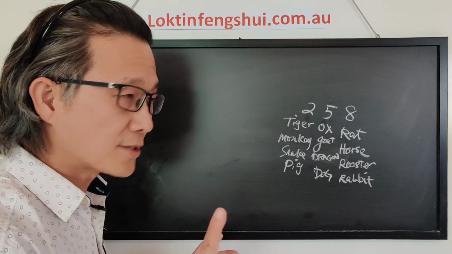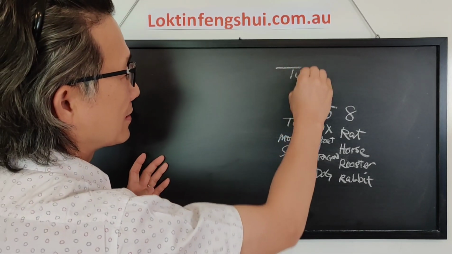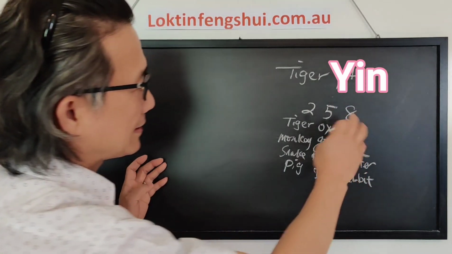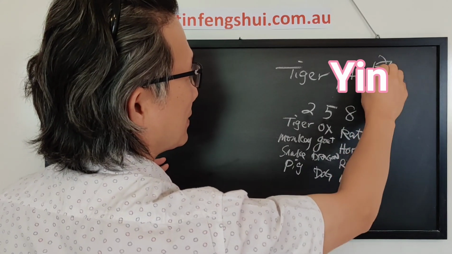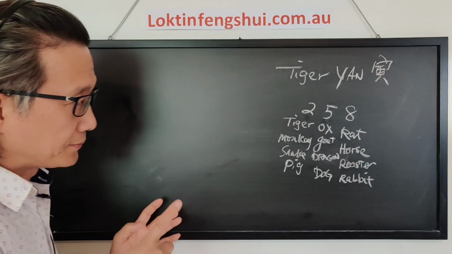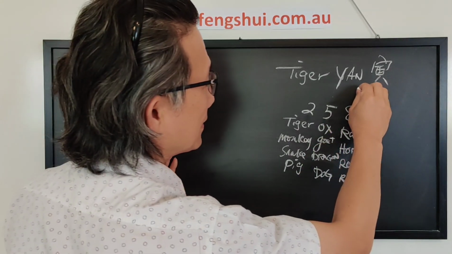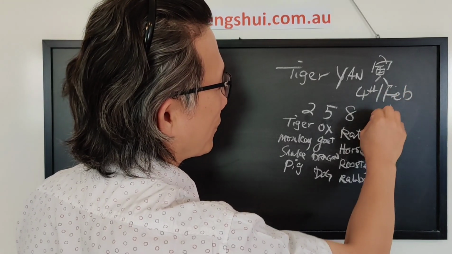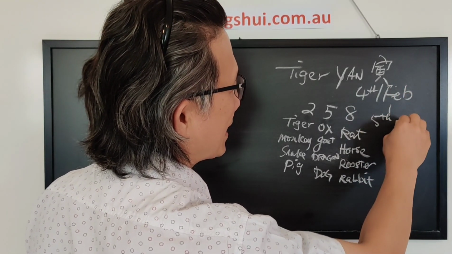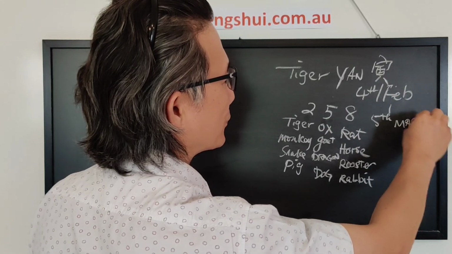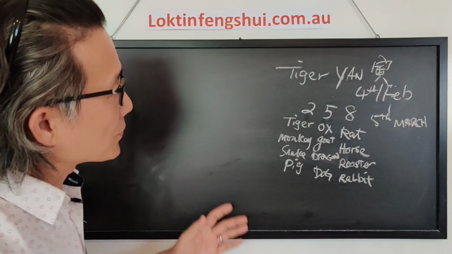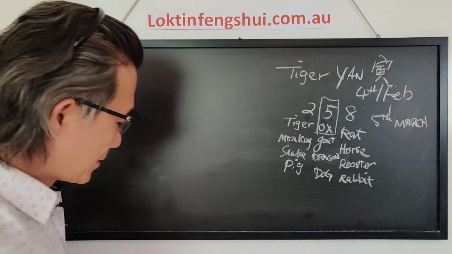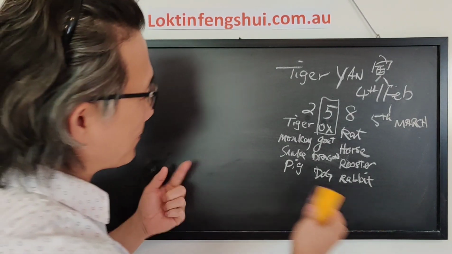So what's the first month? The first month is actually the tiger month, the yin month, yang yue. Normally it starts from 4th of February to 5th of March in the solar calendar, the normal calendar. So this year is the year of the ox, right? So the first month starts with 5. Let's do some examples here.